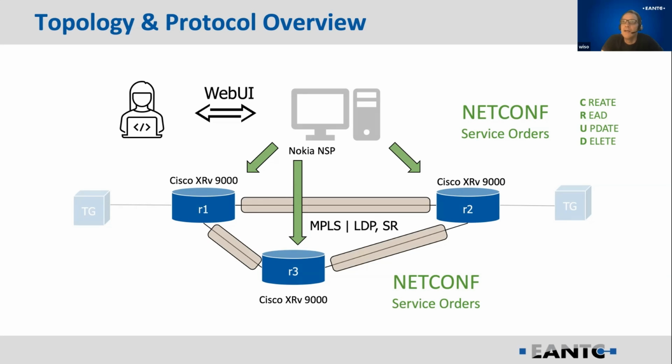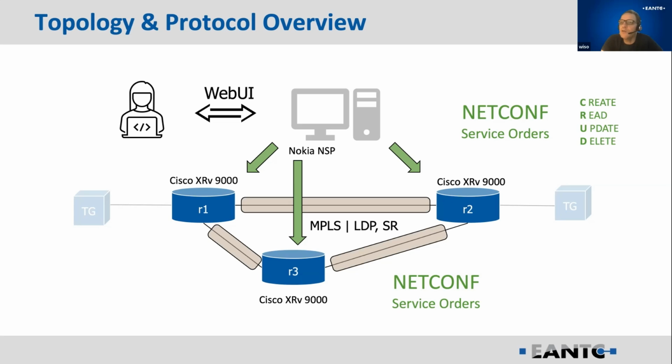Talking about the test setup, what we are seeing here inside our demo is a network which consists of 3 Cisco XRV devices, and we use NSP to provision services on those. We will provision both layer 2 and layer 3 VPN services, including the infrastructure required to build those services, which includes BGP, ISIS, BFD, and MPLS. We actually have 2 cases. In one, we are using LDP, and in the other, we are using segment routing.